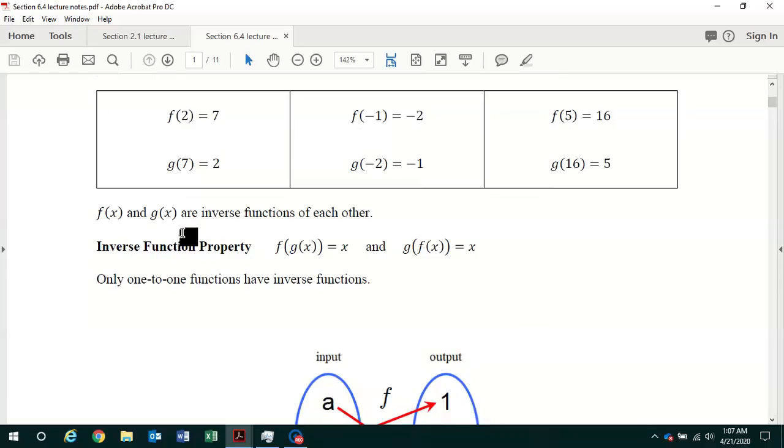Now, if 2 algebraic functions, f of x and g of x, are inverse functions of each other, then it's true that if you take the composite of f and g, f of g of x, you just get x. And if you take the composite g of f of x, you just get x. That happens when you take the composite of 2 algebraic functions that are inverses of each other. Now, but not all functions have an inverse function. Only one-to-one functions have an inverse function.